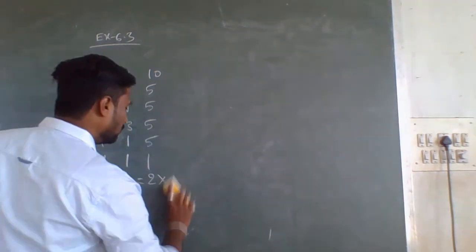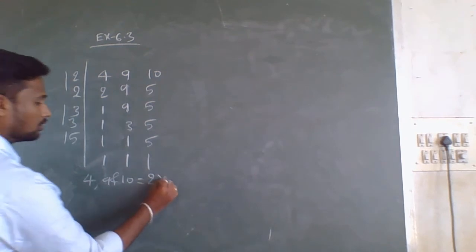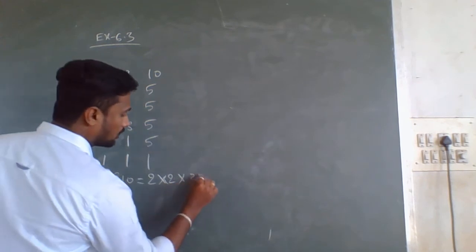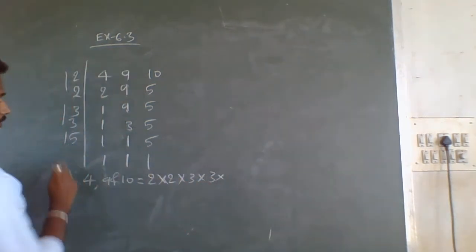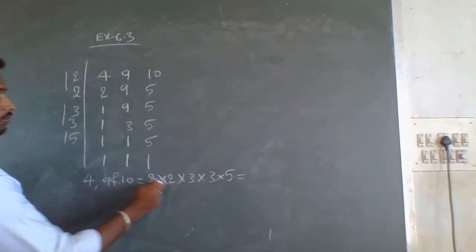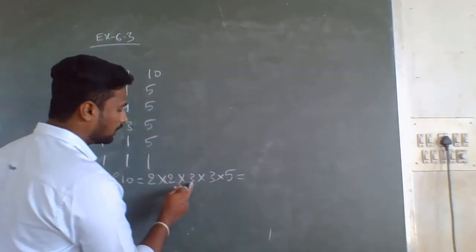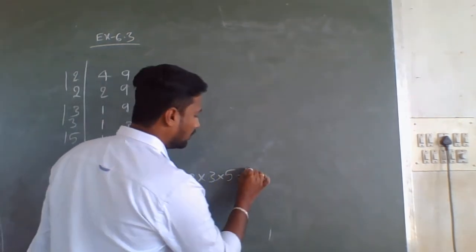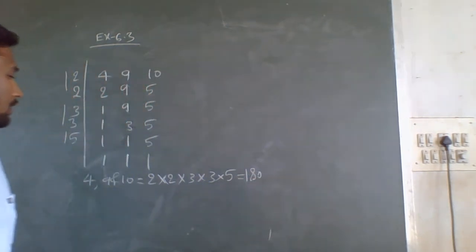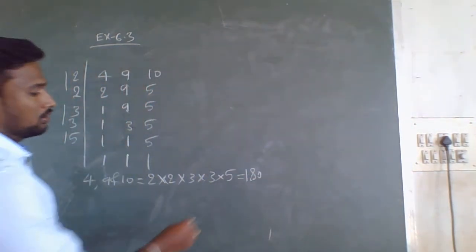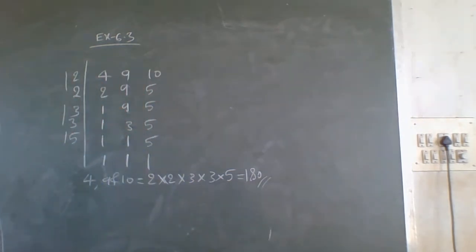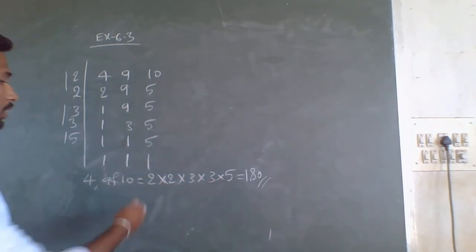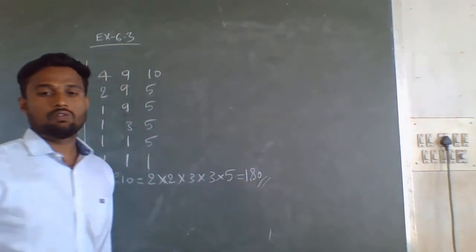Sorry, but here you should consider all the values. So here there are two 2's, 2 into 2, two 3's, 3 into 3, into the remaining 5. 2 into 2, what will we get? 4. 4 into 3, 12. 12 into 3, 36. 36 into 5, 180. Okay. So this is the product of these factors. There are two 2's, two 3's, and only one 5. So when you multiply all these values, what did we get here?